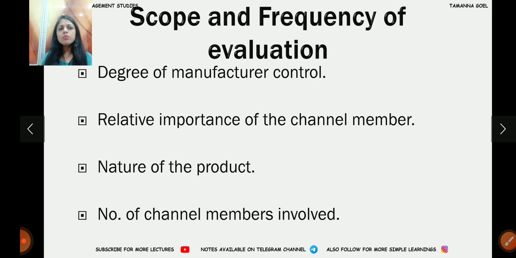Scope and frequency, how much should you evaluate them? Should you do monthly evaluation? Should you do yearly evaluation? Should you do weekly evaluation? That will depend on, number one, degree of control, how much control you have over the intermediaries.